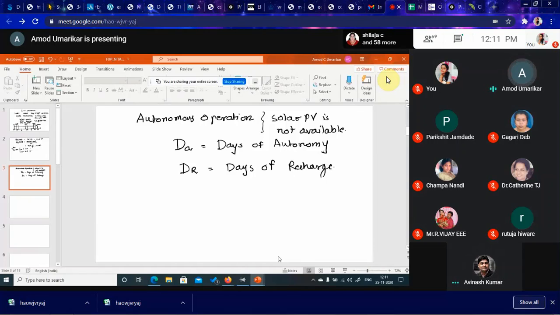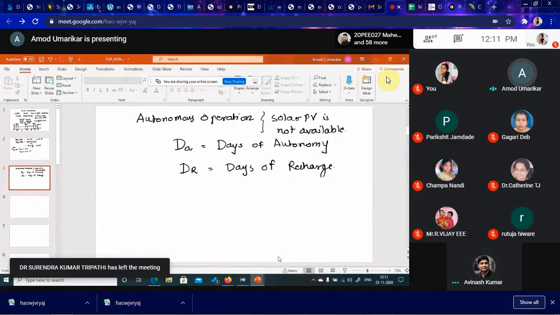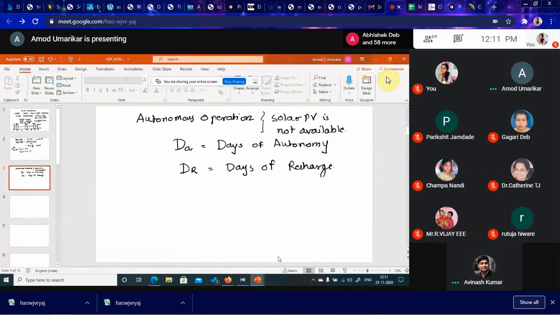One may think days of recharge can be within 1 day. But what will be the problem? The size of the system will be increased, very, very high. It may not be affordable also. We may oversize the system, and as we all know, oversizing the system needs more area, so it will be quite a costly affair. So we have to divide the days of recharge in a given day with a given capacity. So days of recharge and days of autonomy, these things we have to consider.